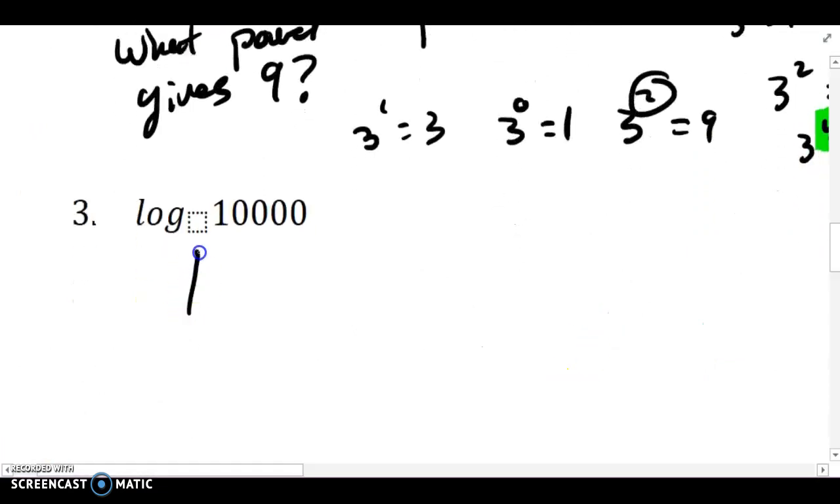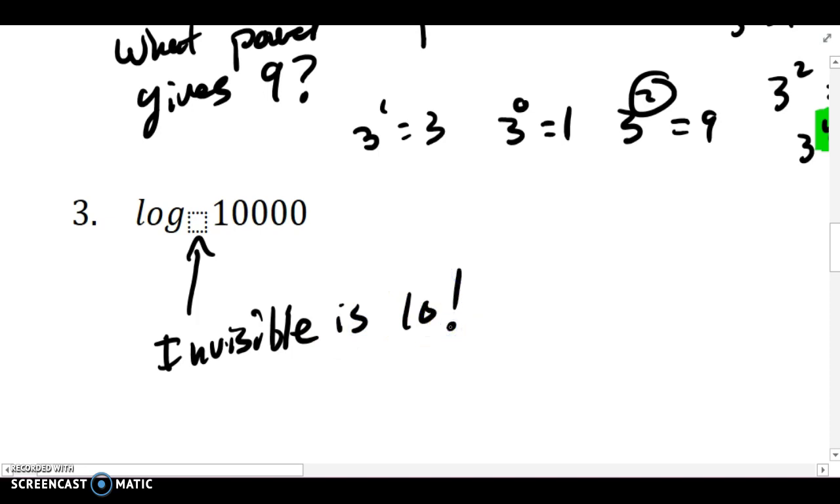Now, sometimes there is a blank. So notice there's a mystery, there's a blank there. This invisible number: if you look at your calculators, there will be an invisible number there. That invisible number is 10. Whenever we have an invisible number with logs, it is 10. So this is actually log base 10 of 10000. So is that right? 1, 2, 3, 4. Yes. So then what power of 10 gives us that number? All right. Then there's also this ln log we'll get to later.